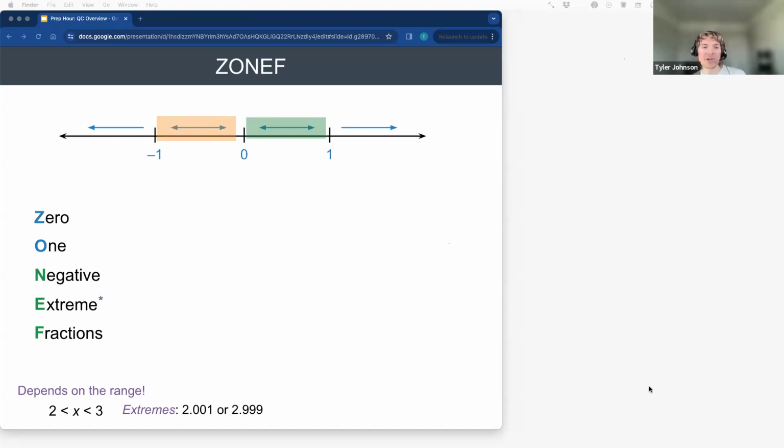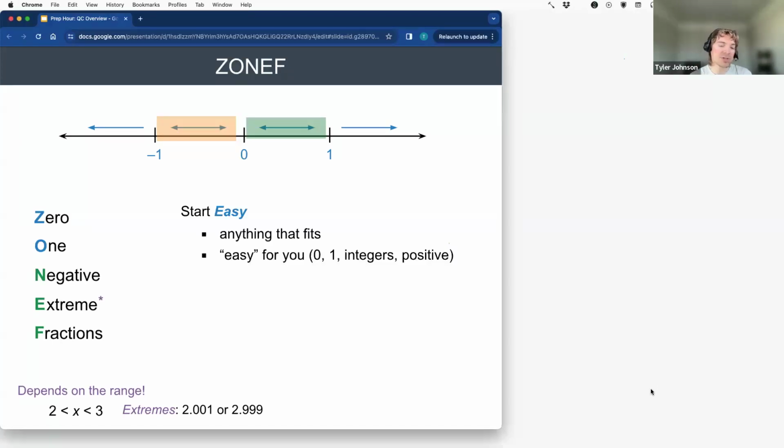And this isn't necessarily a checklist, right? I don't want you to test like 0, then 1, then negative, then extreme of fractions. Don't feel compelled to do them in order. Instead, what I would recommend when you're picking numbers is always start with an easy case. Pick a 0 or pick a 1. Doing that is going to make the math pretty straightforward.